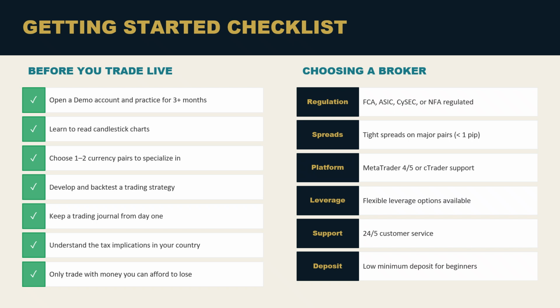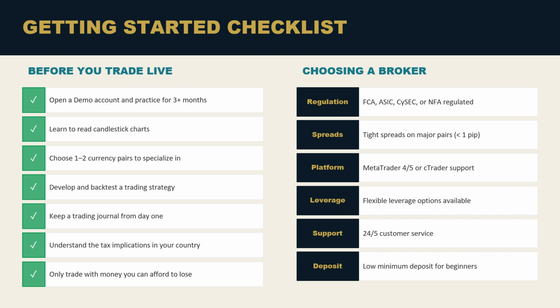They give you so much more information about market sentiment than a simple line chart. Choose just 1 or 2 currency pairs to specialize in. Don't try to trade everything. Become an expert on the personality of one pair. Develop and backtest a trading strategy. You need a set of rules that you know from historical data has a positive expectancy.